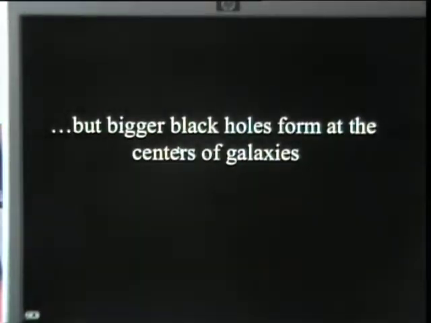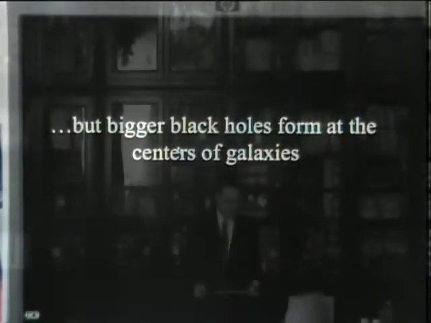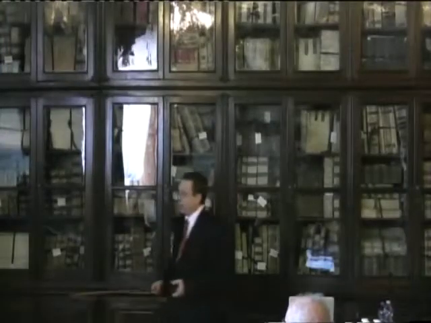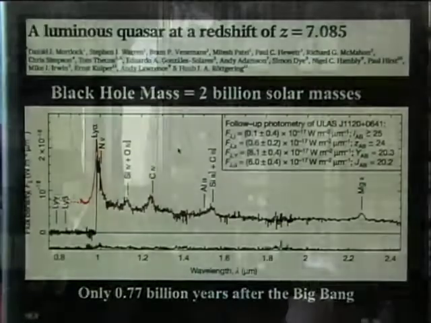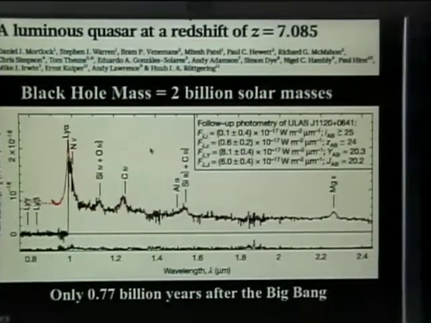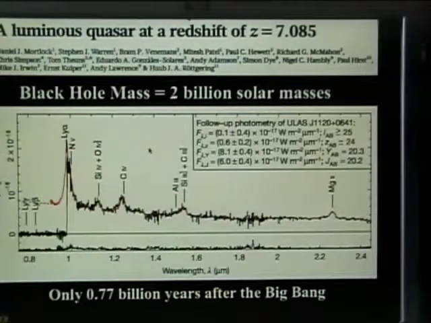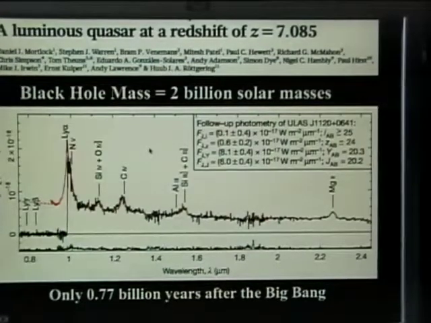But of course, as I mentioned, bigger black holes form at the centers of galaxies. And we see evidence that such events occur very early in the universe. So there is a luminous quasar that was discovered a year ago at a redshift of 7.1. The black hole mass is estimated to be 2 billion solar masses, only 0.8 billion years after the Big Bang. How can one make a black hole so massive so early in the evolution of the universe?